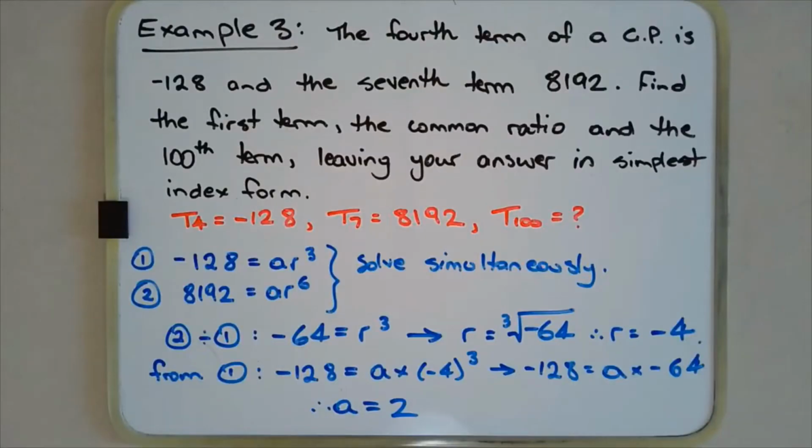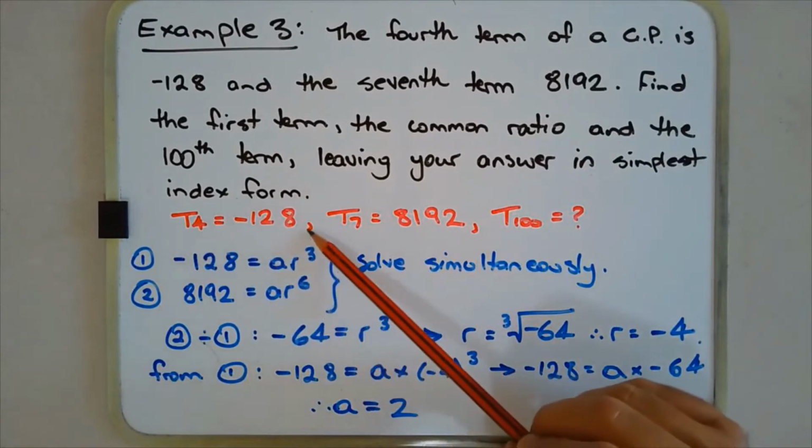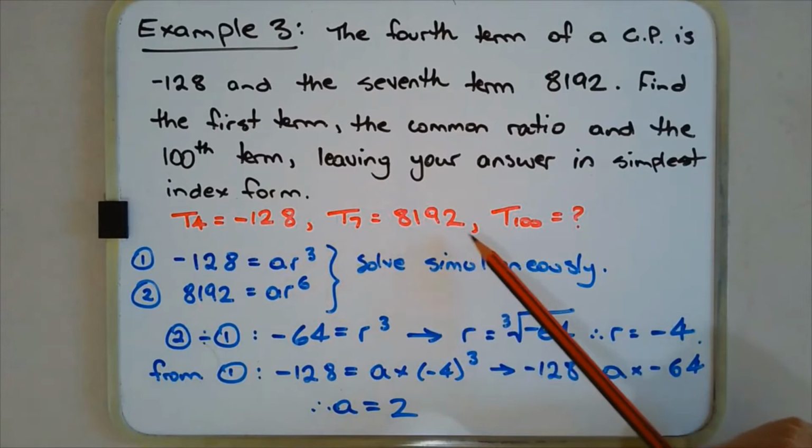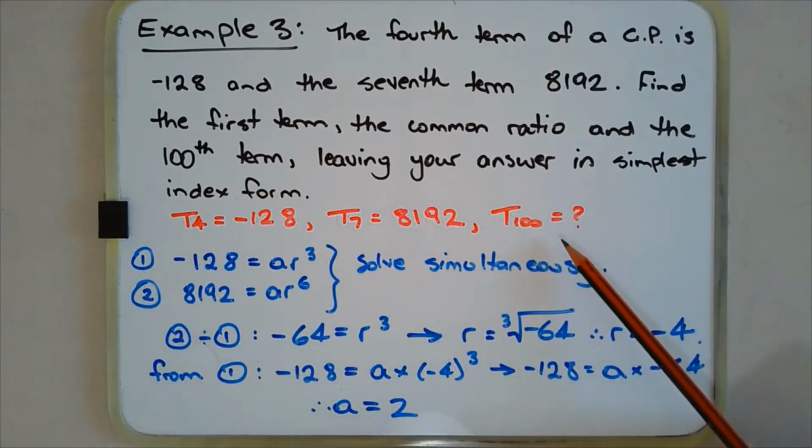Example 3. The fourth term of a geometric progression is negative 128 and the seventh term is 8,192. Find the first term, the common ratio, and the 100th term, leaving your answer in simplest index form. Let's start by writing down what we know. We know that T4 is equal to negative 128. We know that T7 is equal to 8,192. We need to find T100. But to find T100, the 100th term, we need to find a and r. So the first term and the common ratio.